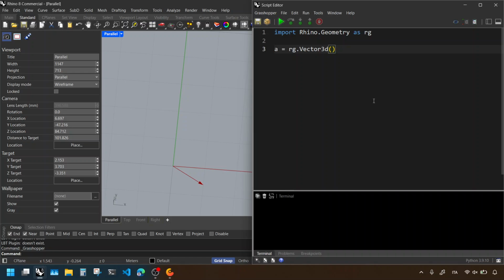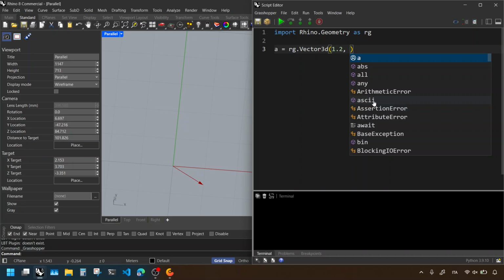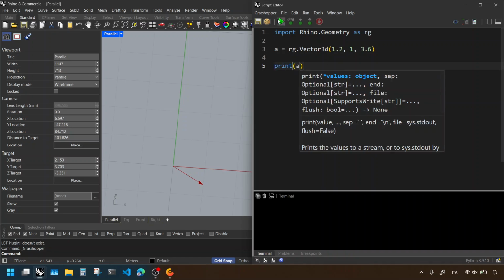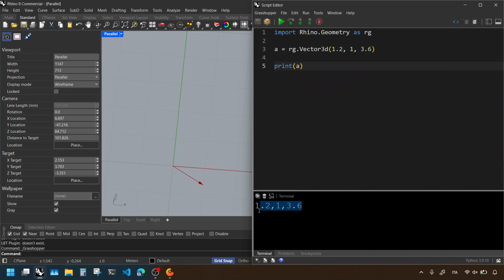And then we can define the components. Let's say 1.2, let's say 1 and 3.6, it's slightly different. It doesn't matter. And then we can print A, and indeed, we will get our vector printed out. Okay, so this is how you do a vector in Grasshopper, and sorry, in Python.